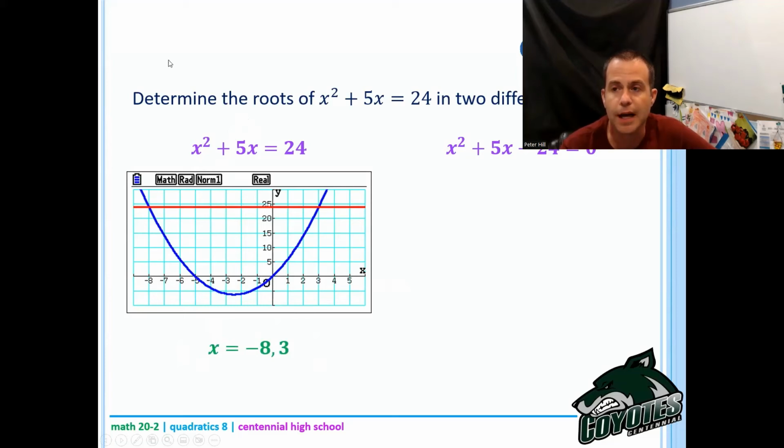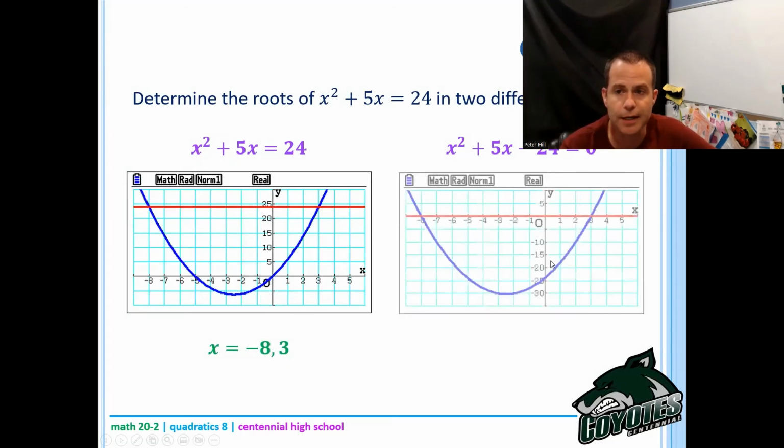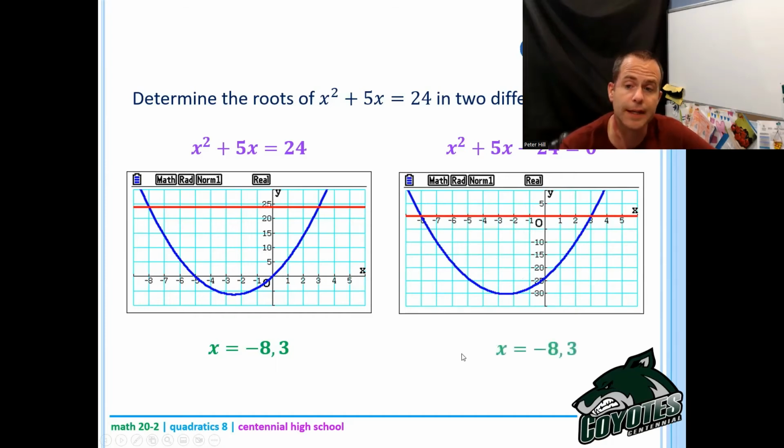On the other side of this, if I took this guy, this is the picture I'd be looking at. But take a look at those x-intercepts. That's where that red line is now. I'm still getting solutions of -8 and 3. And again, what do those solutions mean? They are the only values for x that would make either of these equations a true statement. Every other value for x would not work. I would not get the 24 that I'm looking for in the first one or the 0 that I'm looking for in the second one.